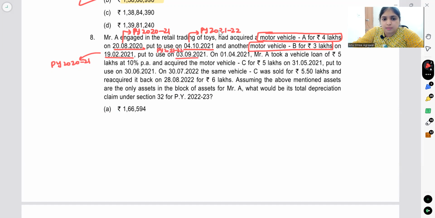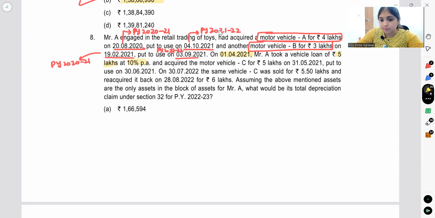It was put to use in 21-22 again. On 1st April 2021, Mr. A took a vehicle loan of 5 lakhs at 10% per annum. So when did he take the loan? On 1st April 2021. How much loan? 5 lakhs at 10% per annum.